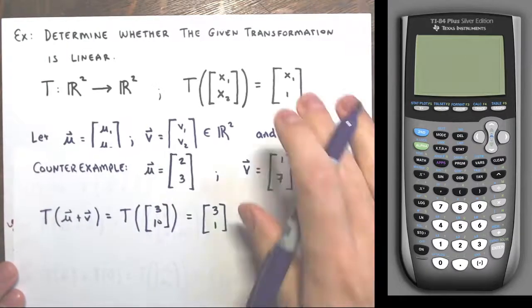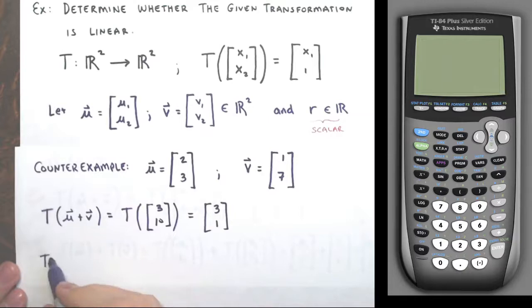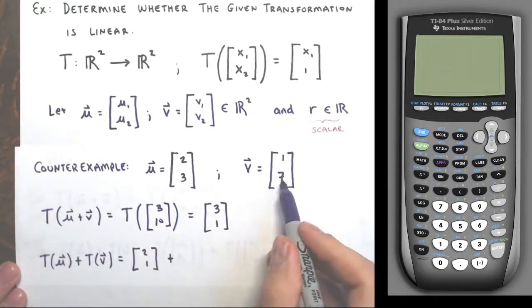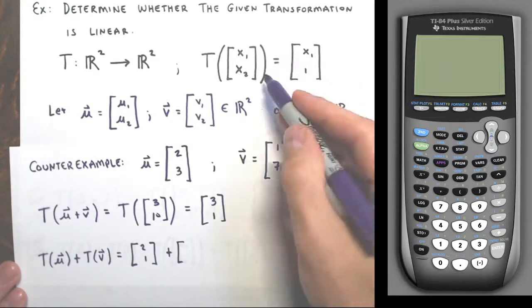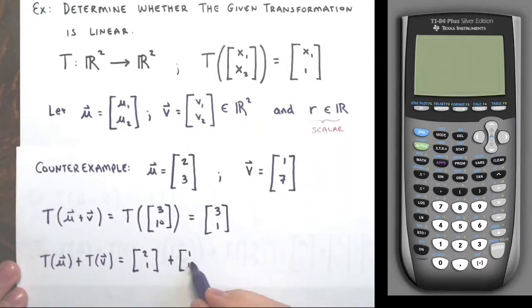And then if you look at T of u plus T of v, I'm just going to write what T of u is. T of 2, 3, when I apply T to it, would be 2, 1. And when I apply T to v, would be 1, 1. Remember that the first component is the same, the second component is always 1 in the output. So I'm getting the vector 3, 2.